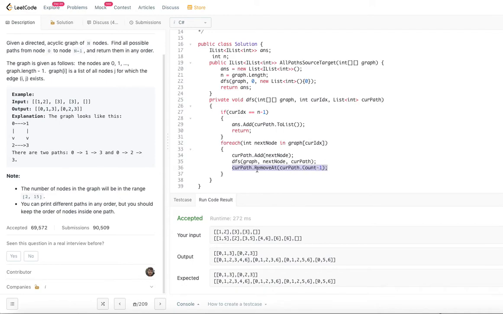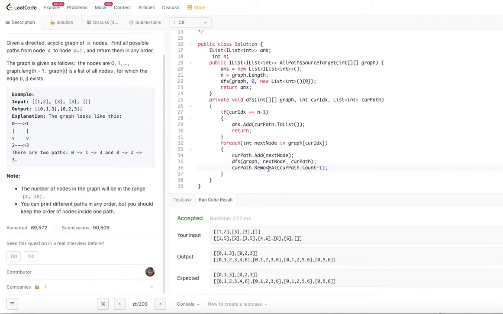Basically, I am removing the node that we are adding into the current path, right? So that means I added the current node, I explored that node, but if it has reached the path or if it hasn't reached the path, I need to remove this current node so that it can go and process the next possible path. So that's the backtracking that we are doing here. So this is a version of DFS plus backtracking.